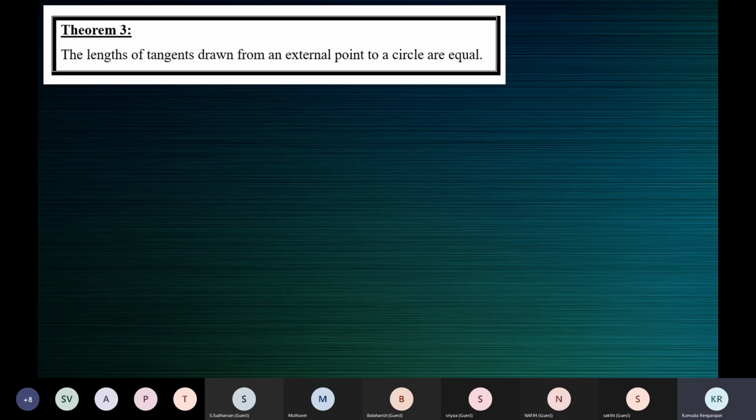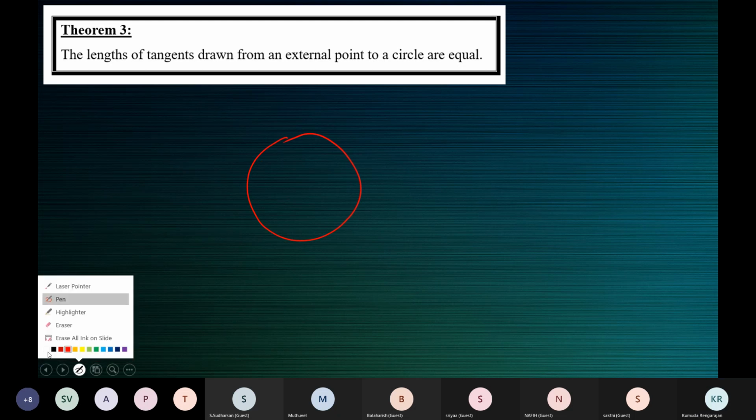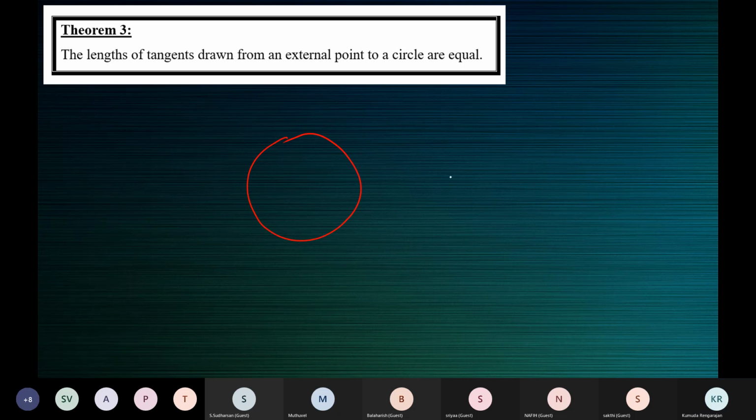The lengths of the tangents drawn from an external point to a circle are equal. Take a circle with center O and an external point. We know that there are exactly two tangents that can be drawn from an external point to the circle.